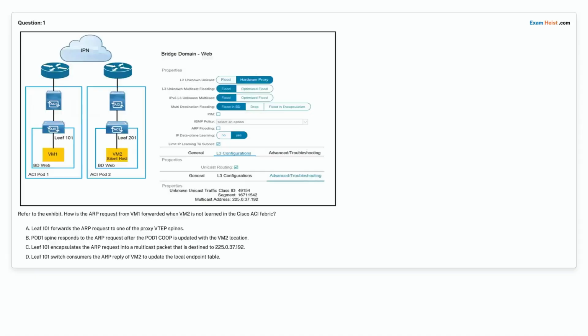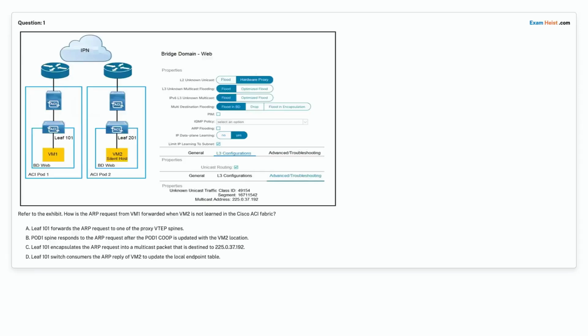Question 1. Refer to the exhibit. How is the ARP request from VM1 forwarded when VM2 is not learned in the Cisco ACI fabric? Option A. Leaf 101 forwards the ARP request to one of the proxy VTEP spines. Option B. Pod 1 spine responds to the ARP request after the POD1 COOP is updated with the VM2 location.